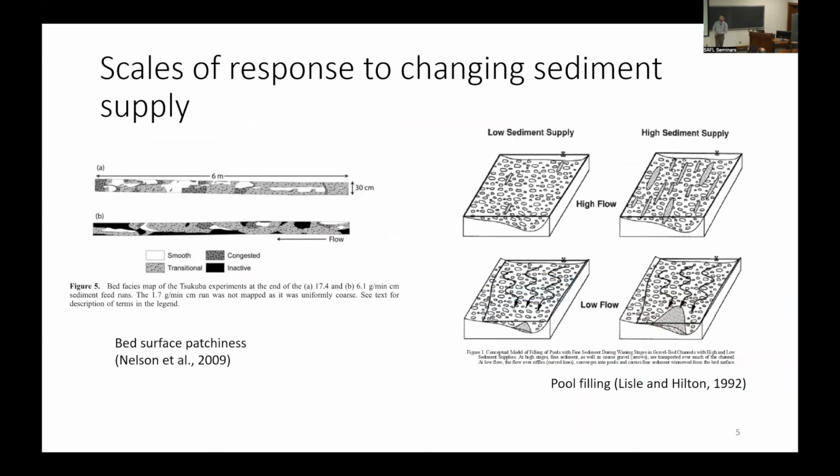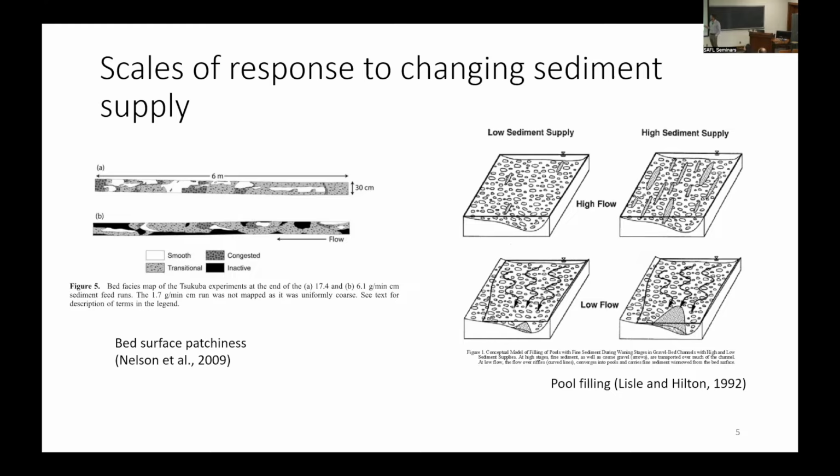Experimentally, there are ways to look at these as well. I'm going to focus on experiments today. We're at SAFL. We probably know something about doing experiments to understand the fundamental mechanisms underlying natural processes. And what I want to highlight over the next couple of slides are just different scales of response that rivers have shown to changing sediment supply, starting from the smallest scale leading up to larger scales.